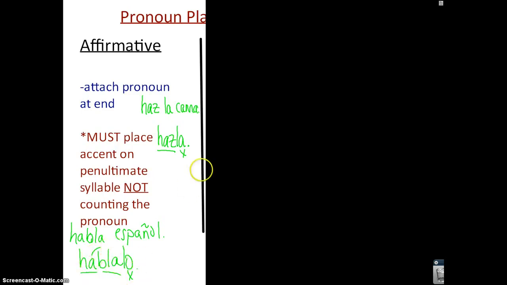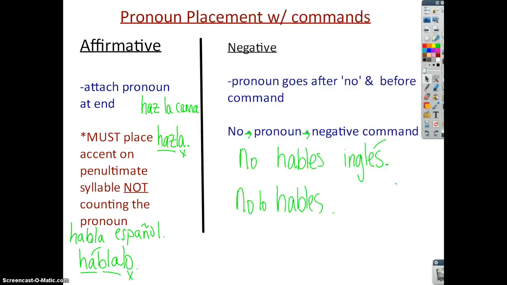However, something to make a note of, if you have one of those one syllable commands, as in hazla, make the bed, and you want to say make it, I'm going to count my syllables, haz, not counting the pronoun, la. There won't be an accent on this one because there aren't enough syllables. There's no syllable right here. So if it's a one syllable command, no accent if you're attaching one pronoun. All right, close that brain file.